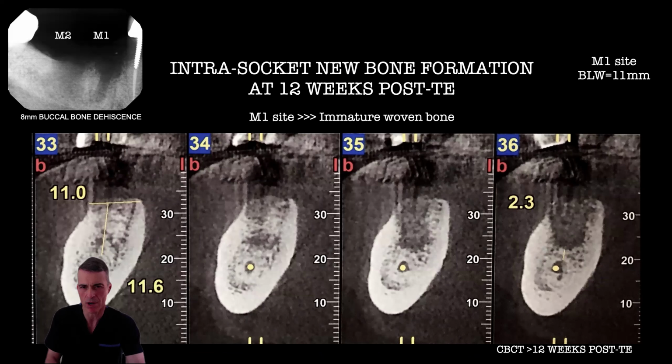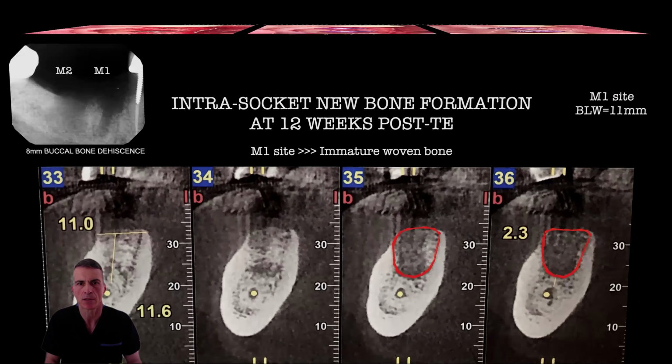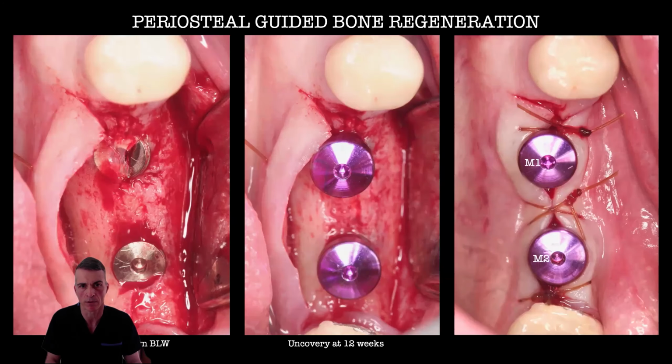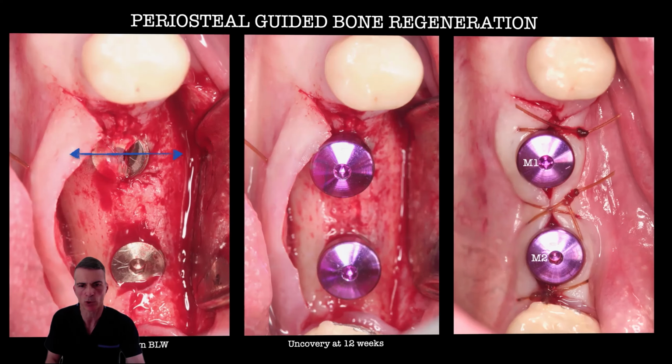Basically, we need to know how to read these CBCTs, because if we look at these sites after extraction, it looks as if there is no bone. But in reality, there is bone, that is woven bone, under-mineralized. And so following the principles of periosteal-guided bone regeneration, we were able to regenerate the dehiscence and place those implants, and had a buccolingual width at the implant site of about 12 millimeters.